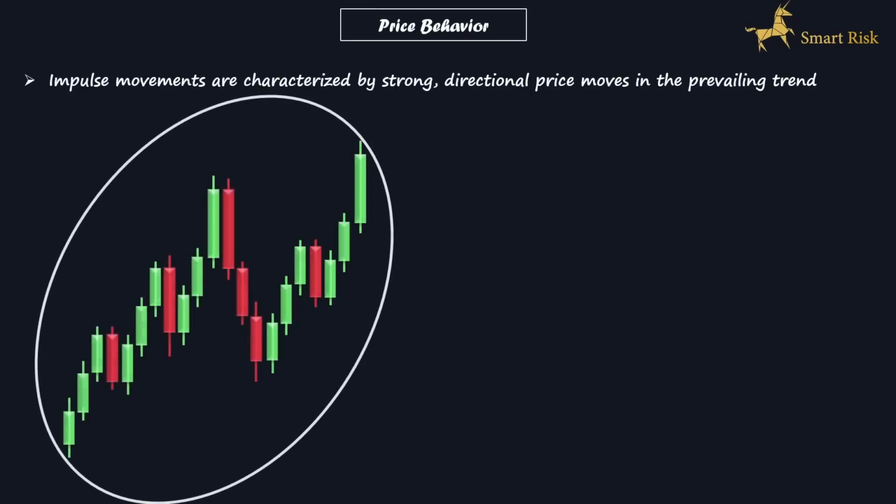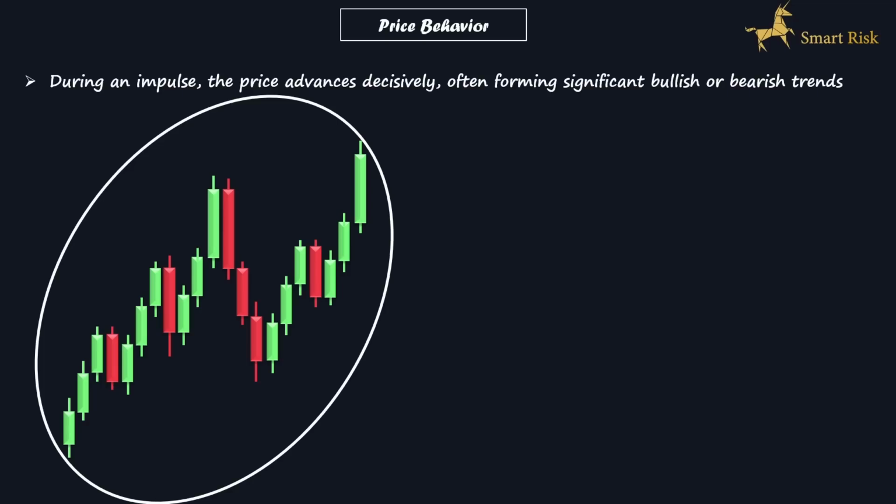Impulse movements are characterized by strong, directional price moves in the prevailing trend. During an impulse, the price advances decisively, often forming significant bullish or bearish trends. This phase is typically fueled by strong market sentiment and a dominant force, either buyers or sellers. For example, consider a bullish series of candles as illustrated.